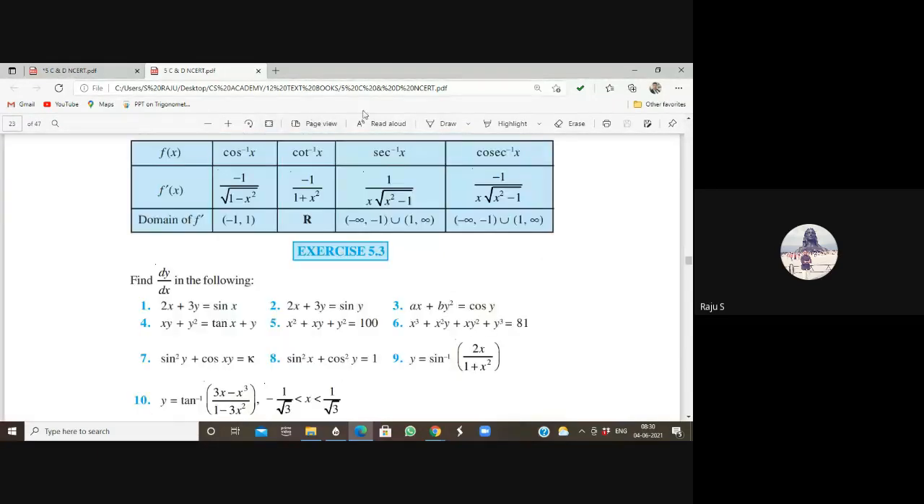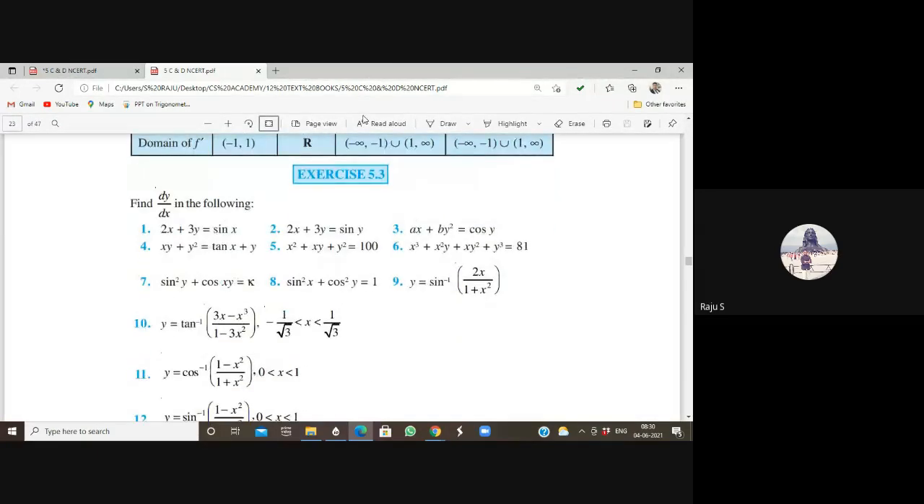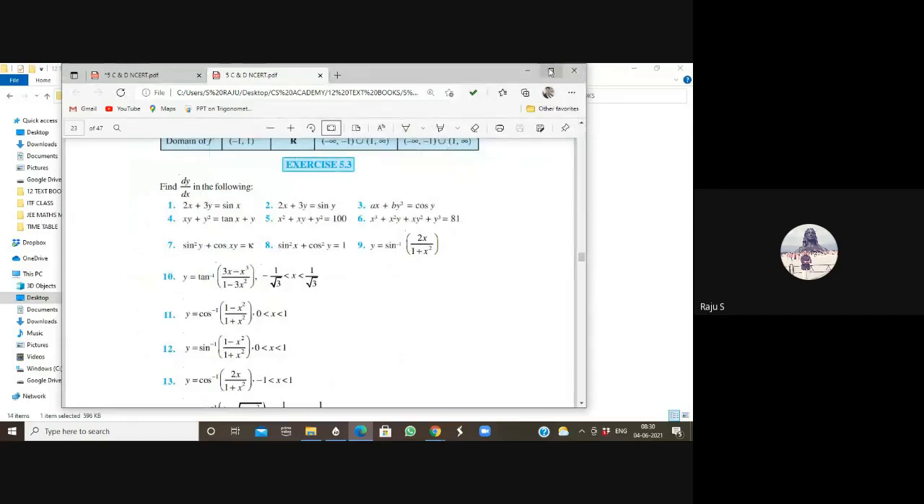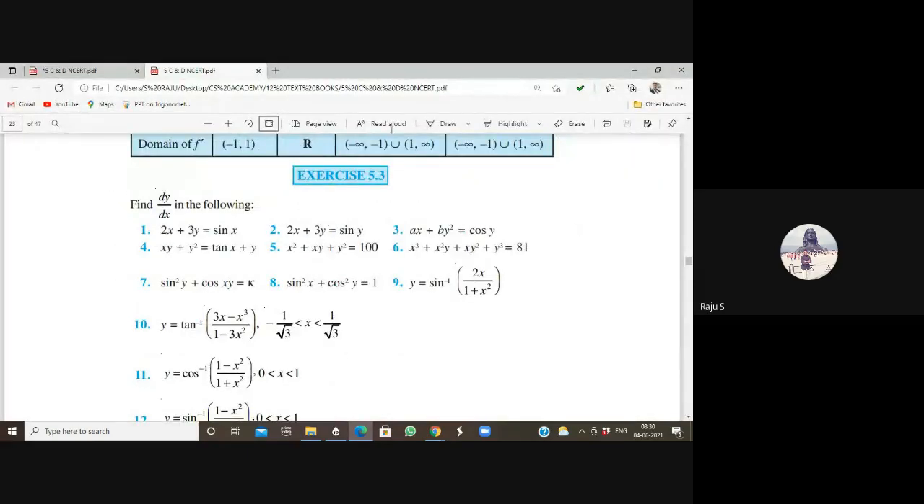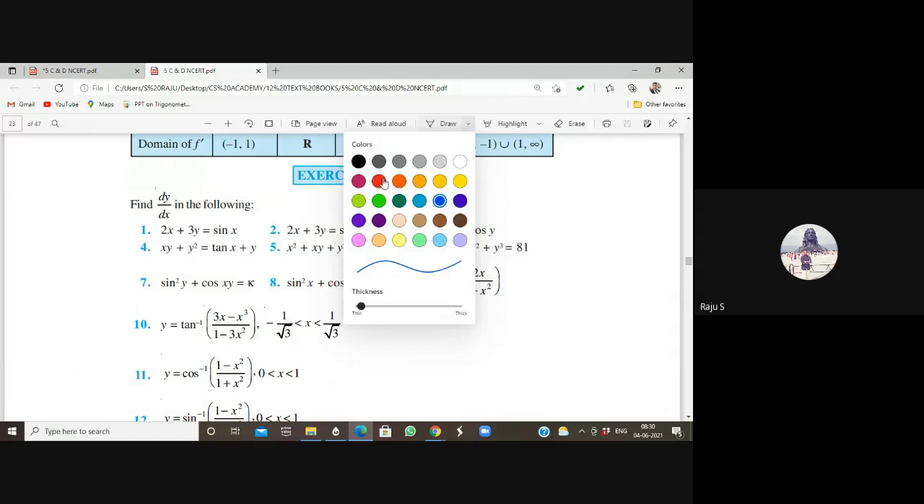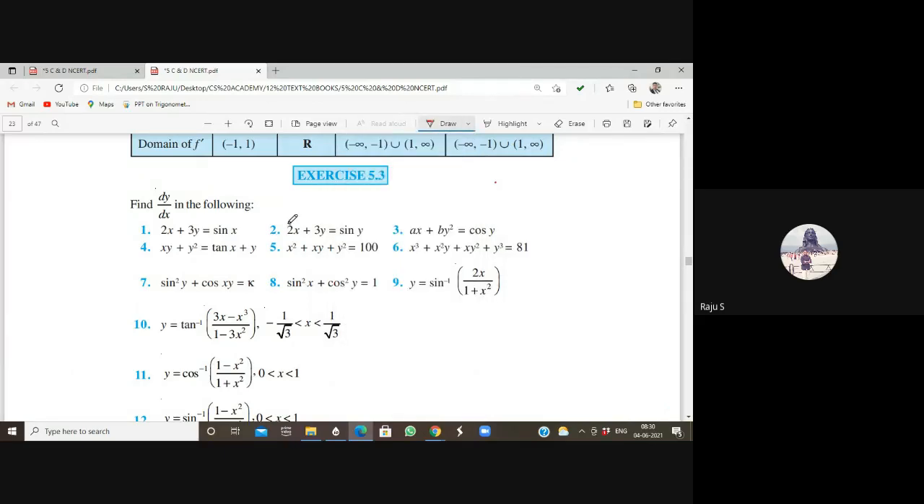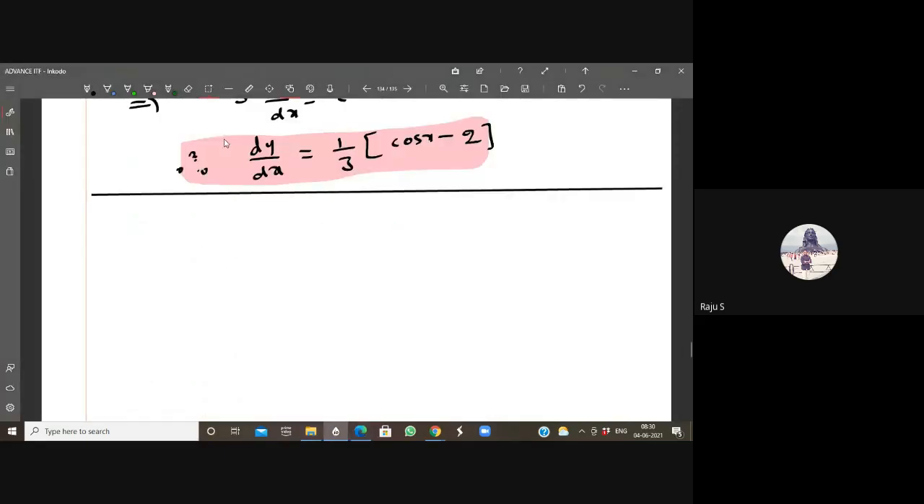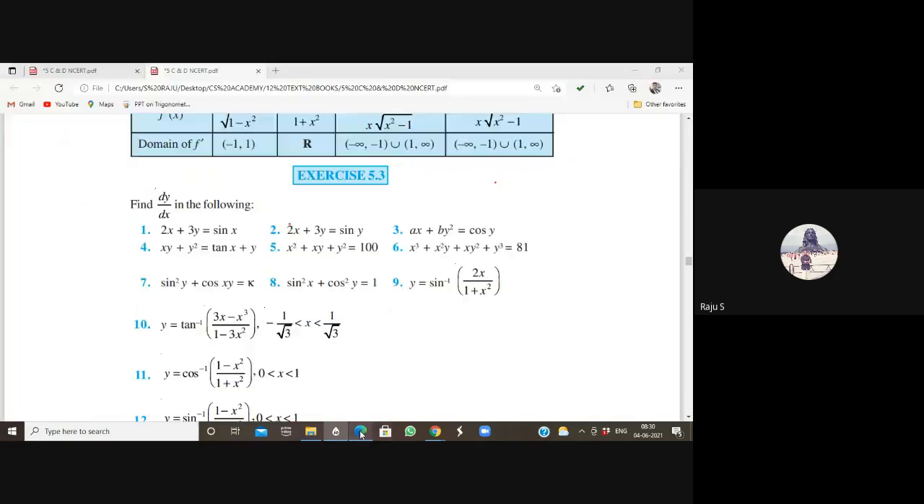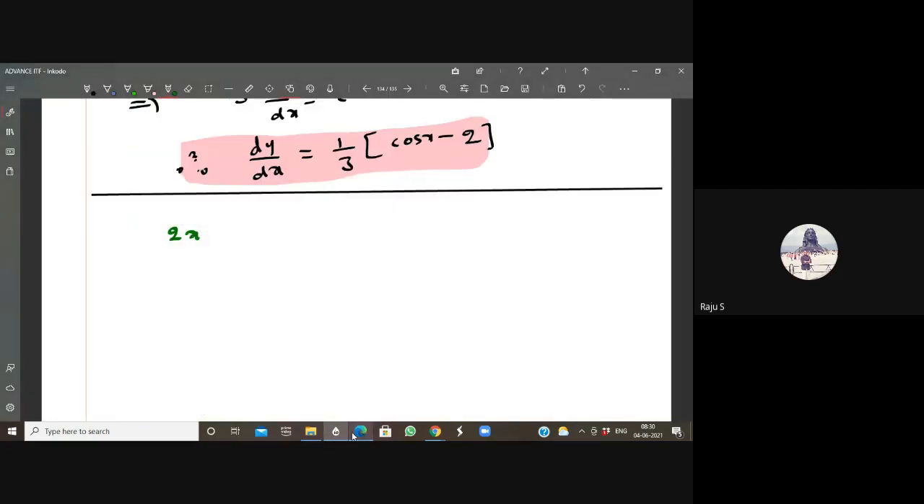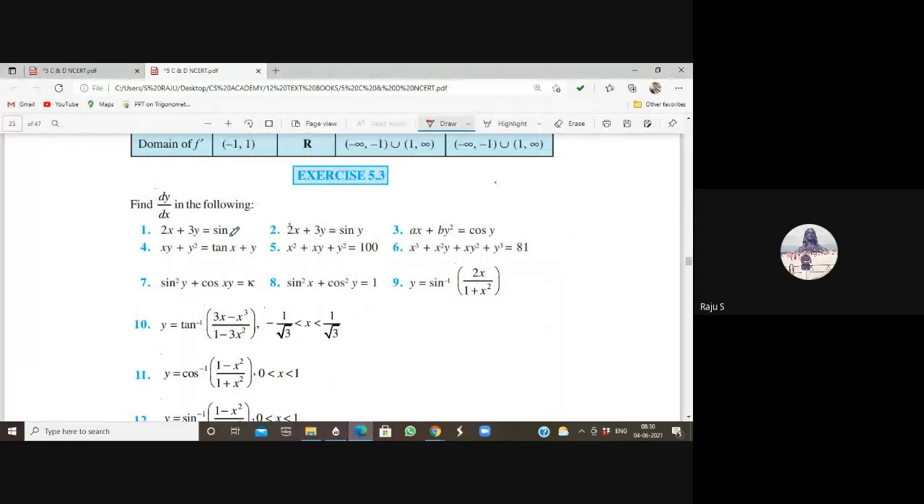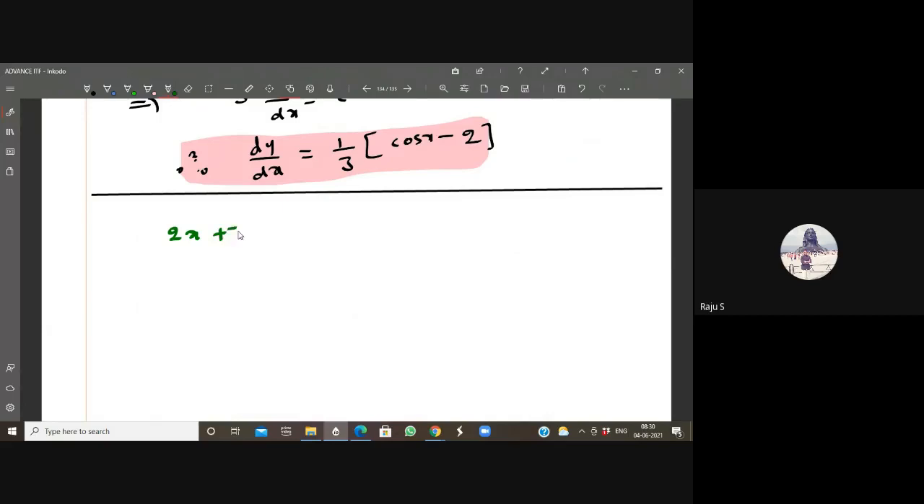Okay, let us do the second one. Again take dy by dx on both sides. When I take dy by dx on both sides, the second one is also very easy. What is the difference between these two questions, first and second? Here x is given, but here y is given. That is the only difference. So 2x plus 3y is equal to sin y.